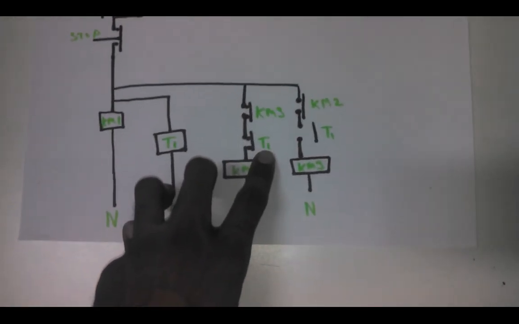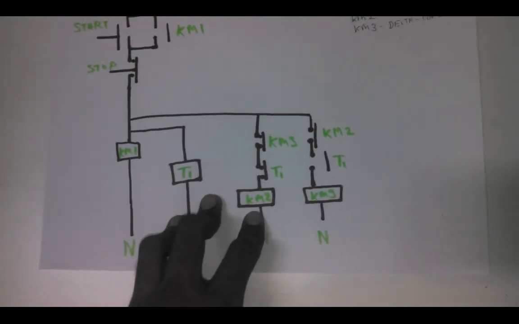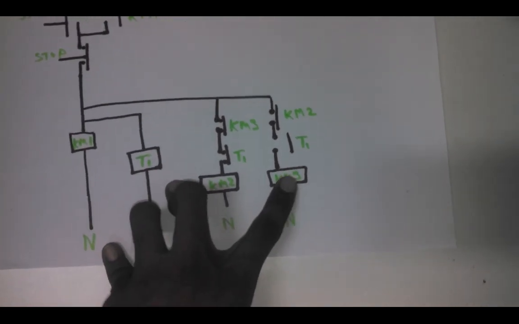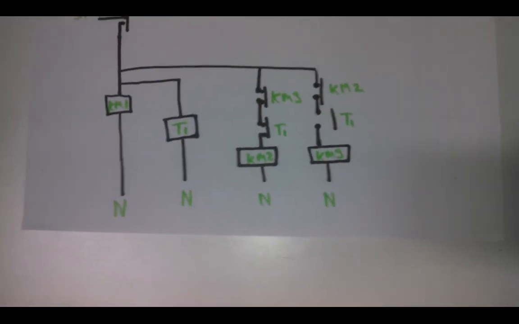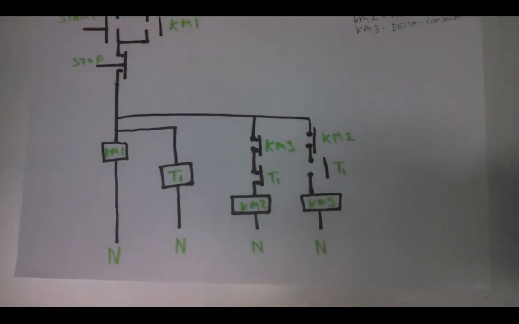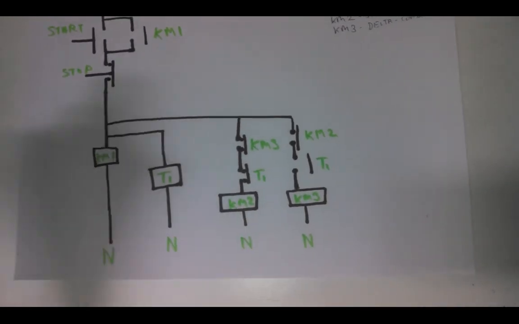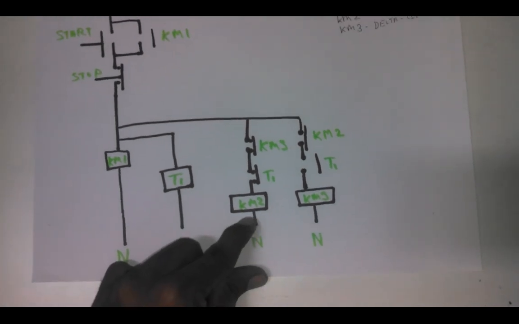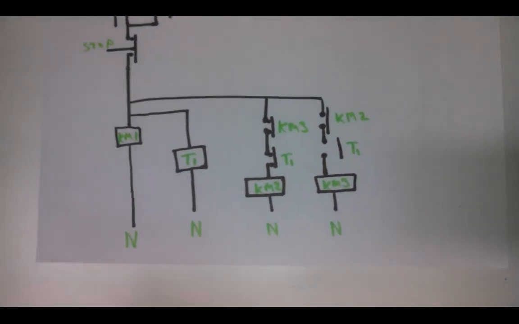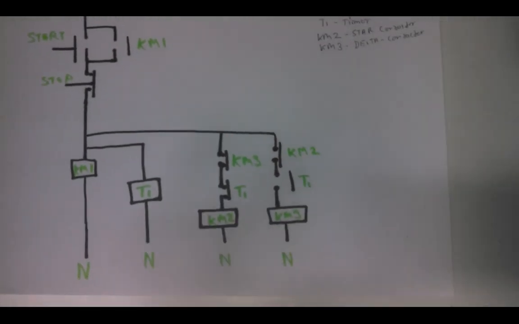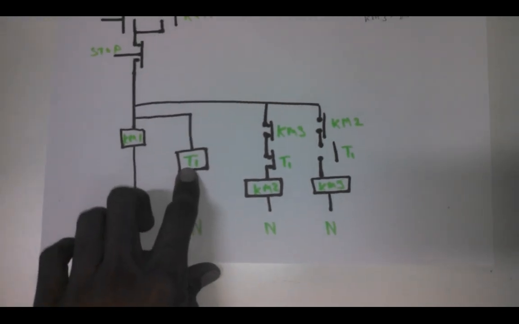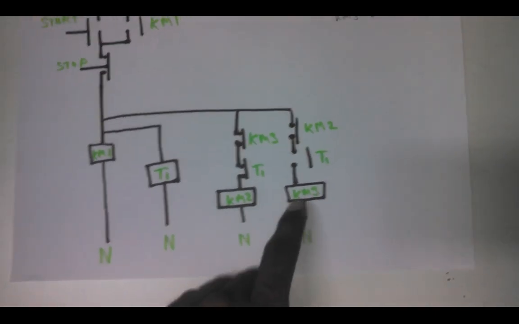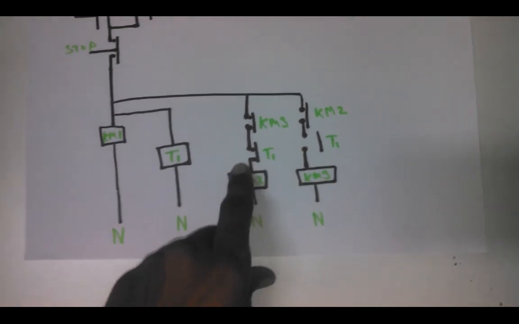As we can see, the supply of the timer first comes to the star contactor and then it goes to the delta contactor. For example, if we set 10 seconds in the timer, then when we press the start button, the supply will come, and our contactor KM2 will be held for 10 seconds only, because we have set only 10 seconds in the timer. When the 10 seconds complete, this gives supply to our delta contactor, and this terminal gets shorted here and this will become open.